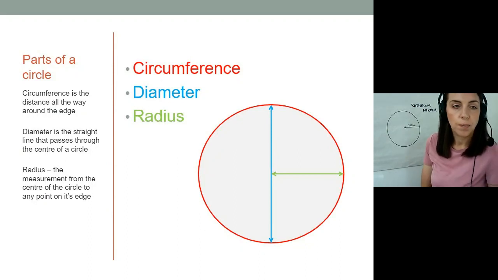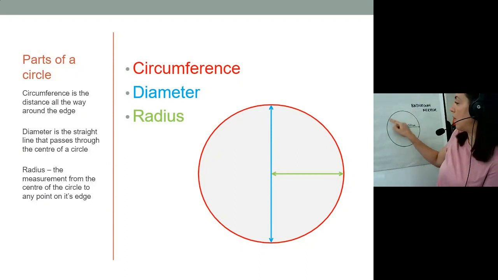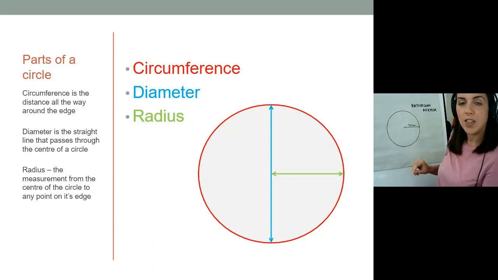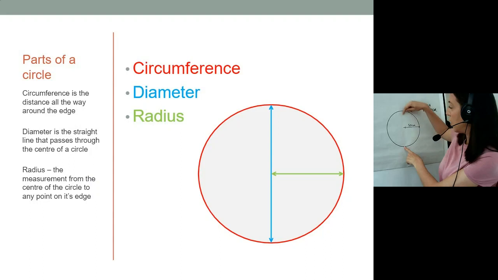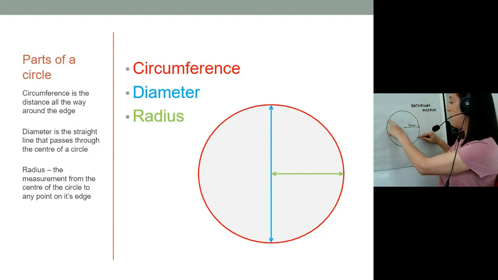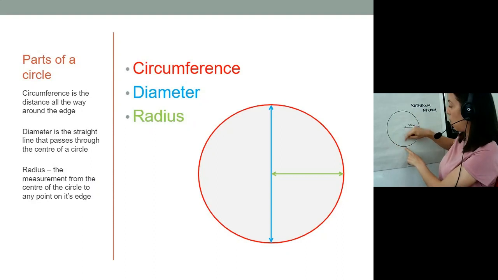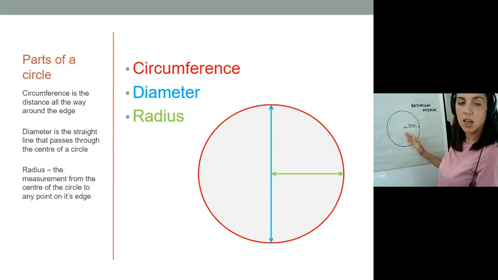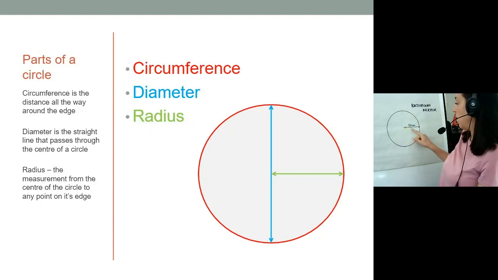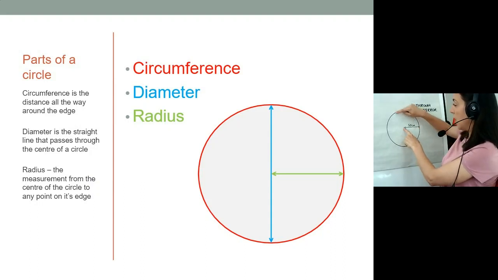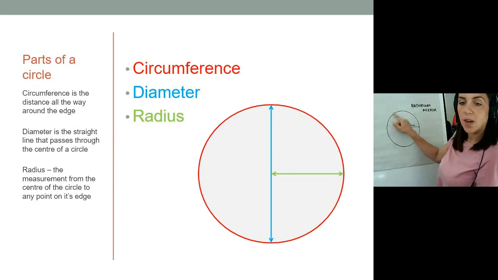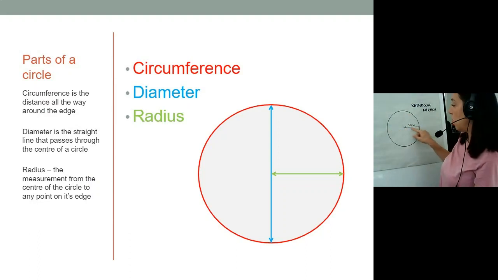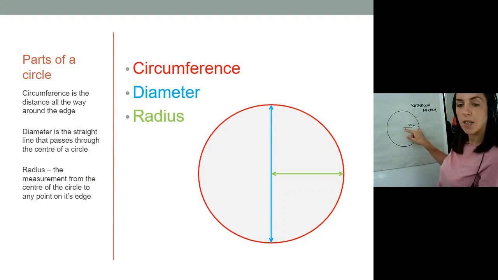So parts of a circle. The circumference is the distance all the way around the edge of a circle. We then have the diameter. The diameter is measured from one side of the circle to another. Obviously, it always stays the same. It doesn't matter where you measure it, it always goes through the middle. And the radius is the measurement from the centre of the circle to any point on its edge. So in this case, for example, here is 50. Like I said, it doesn't matter where you measure it, it's still going to be the same distance from the middle of the circle to the edge. So we have the circumference, we have the diameter that goes all the way across, and we have the radius that goes from the centre to the edge of the circle.